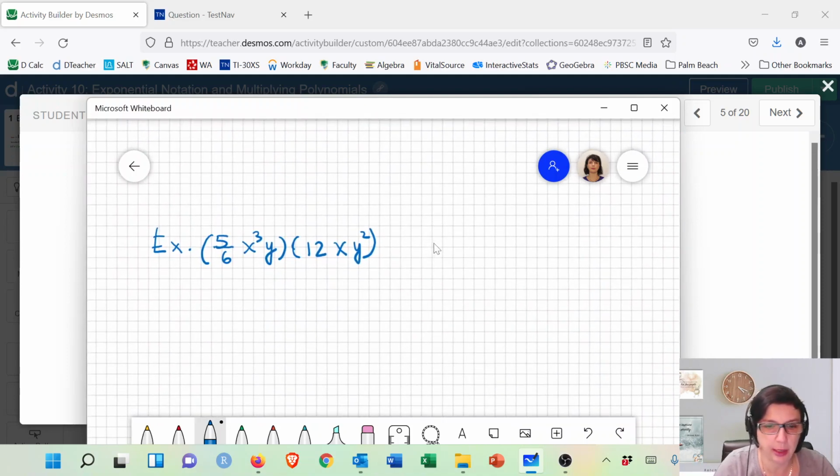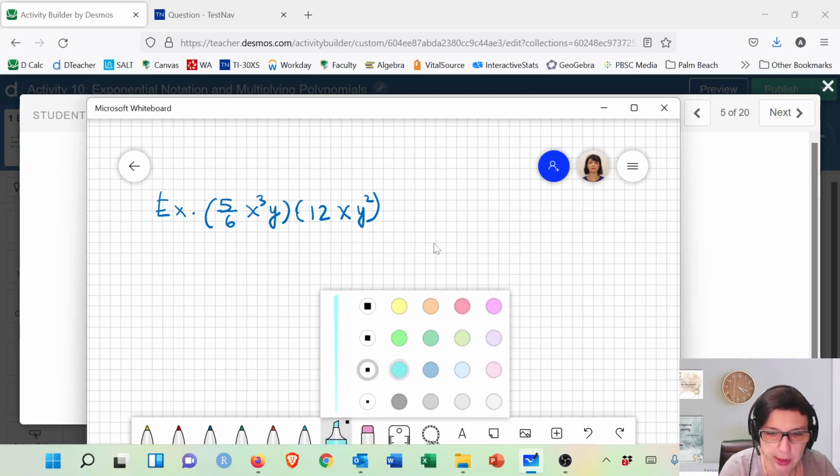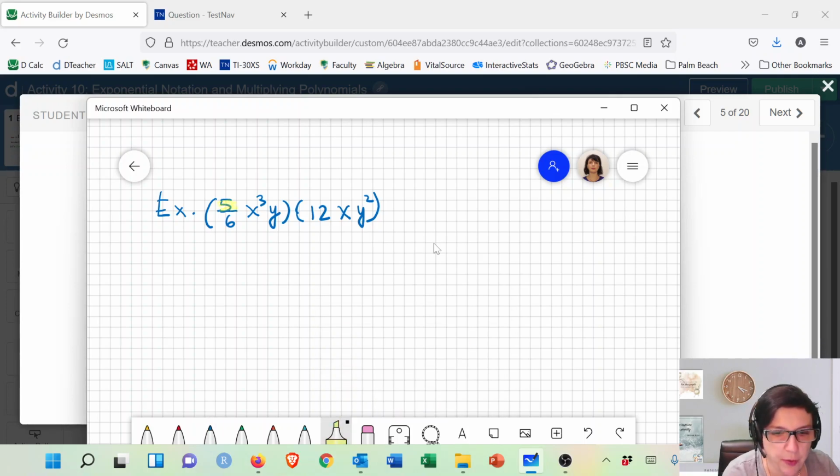Okay, now let's take a look at this one. This one is a little bit more complicated because first of all you see a fraction, and second you also have x's and y's, so we're going to deal with each one of them separately. First let's deal with the numbers. We've got 5/6, and then we also have the 12. So we need to multiply them.